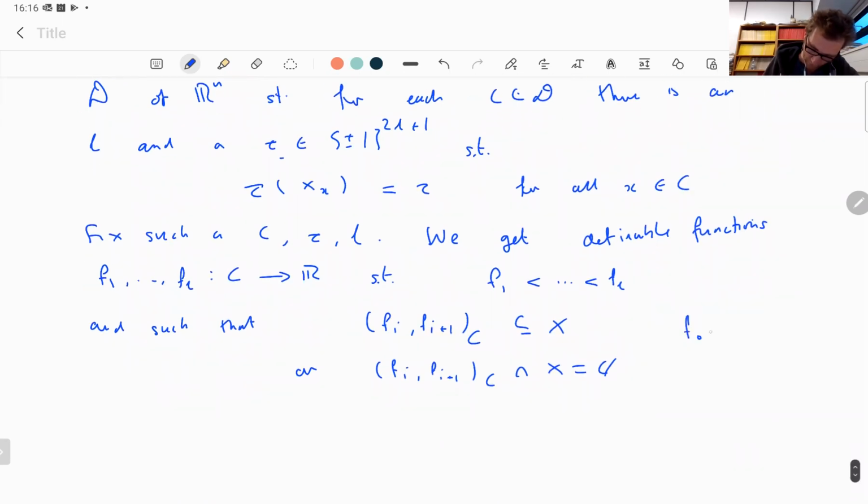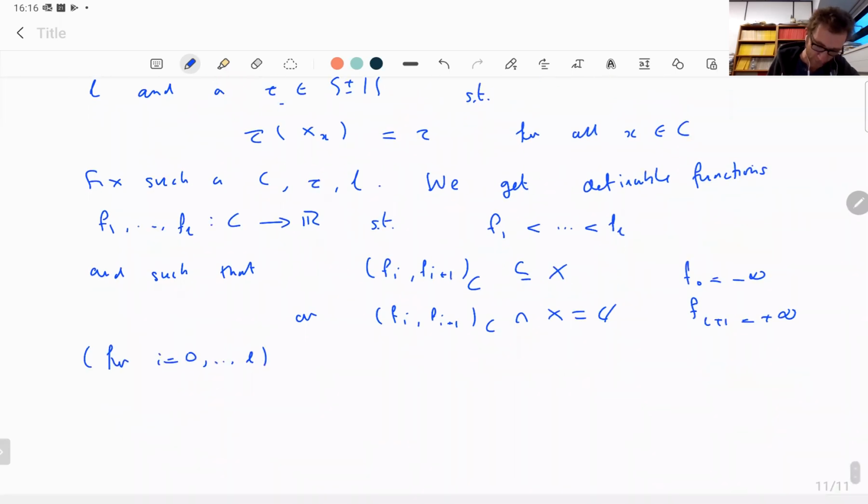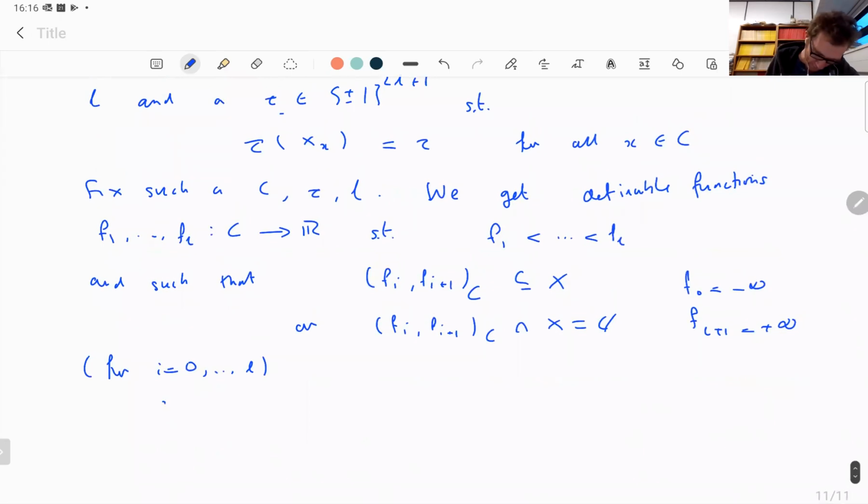Where F0 is minus infinity, FL plus 1 is plus infinity. So this is for i is 0 to L. And the same is true of the graphs: the graph of Fi is contained in X or disjoint from X, for i equal 1 up to L.